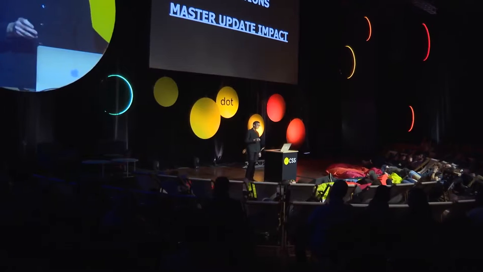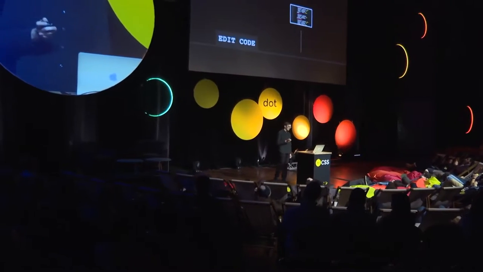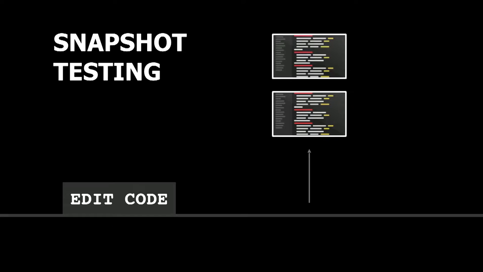So now, how can I master the update impact? It means if I change something in the SASS, I want to visually detect what changed in the CSS. So for that, I will use snapshot testing. It means I edit my SCSS code. It generates a CSS. The test is always green because it's the first. Then I re-edit the SASS code, run the test, and as you can see, it's the same result.